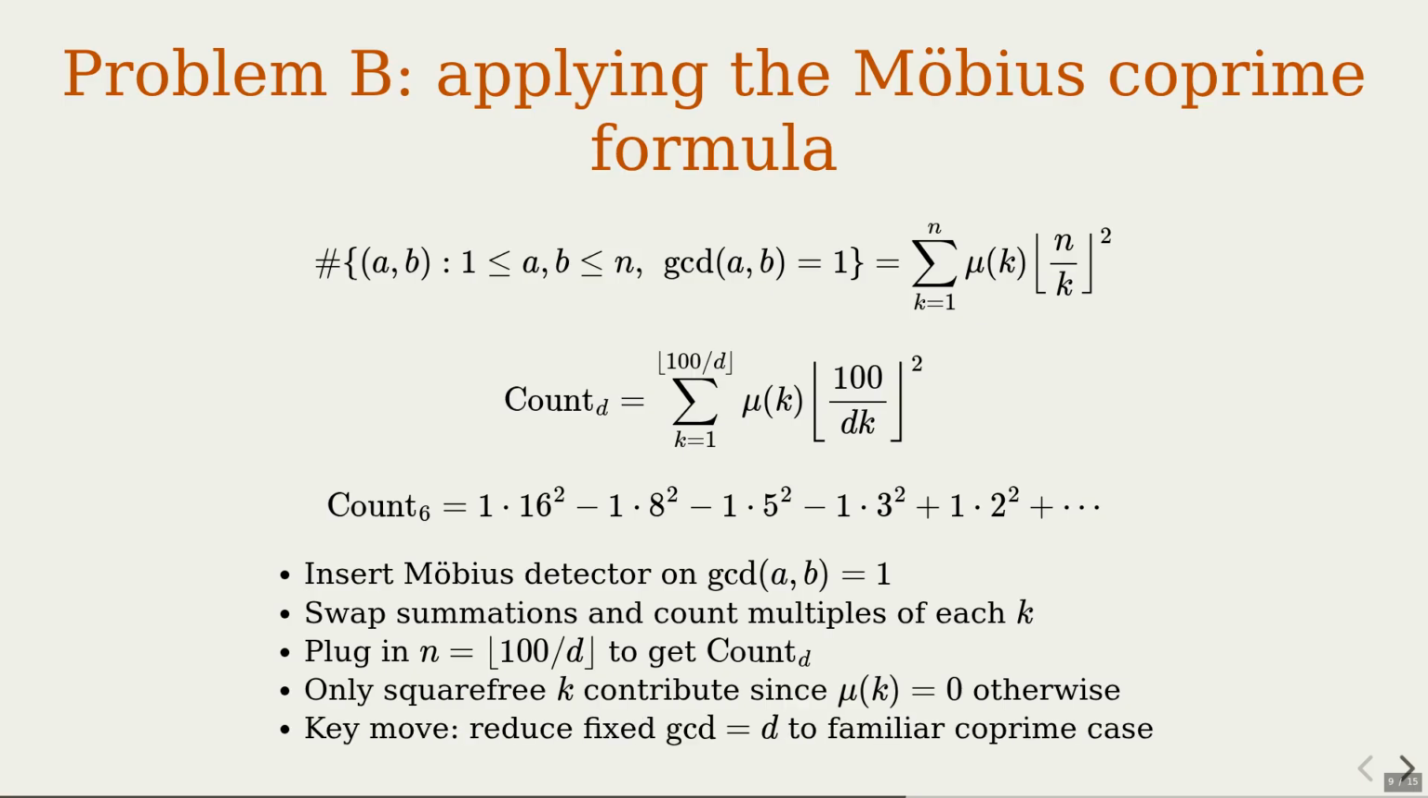The contest level insight is that fixed greatest common divisor questions can often be scaled down to the standard coprime case. So when I see greatest common divisor equals d, I should first factor out d, and then immediately think of the coprime pair formula. Exactly. And now for the third problem, we will move to primitive roots and group orders, another classic Möbius playground.